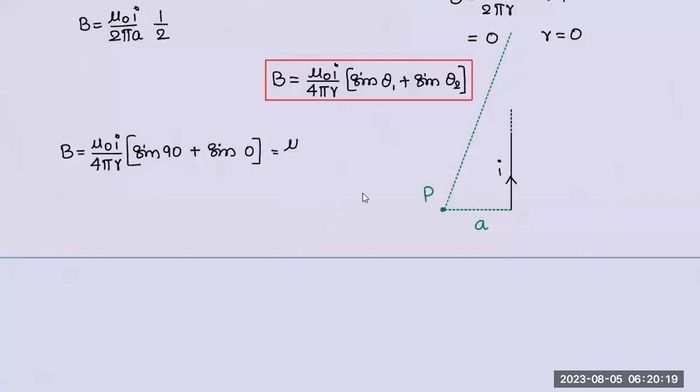So what is the value? Mu naught I by 4 pi r. Instead of r, I have to put a here, into sine 90 is 1 plus 0. So magnetic field B is equal to mu naught I by 4 pi a. Simply remember, half infinite wire, half magnetic field. That's it. That's the best option.